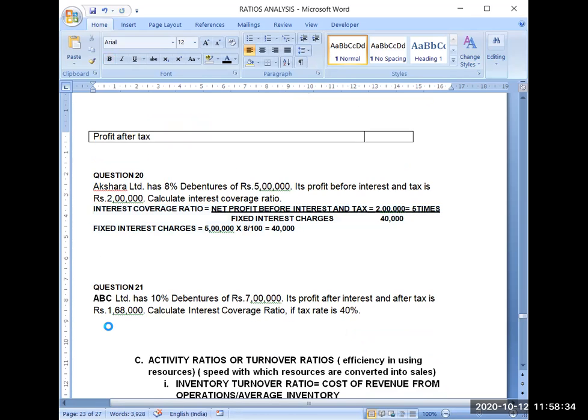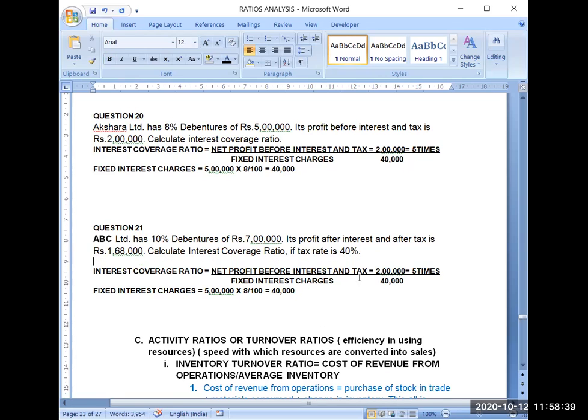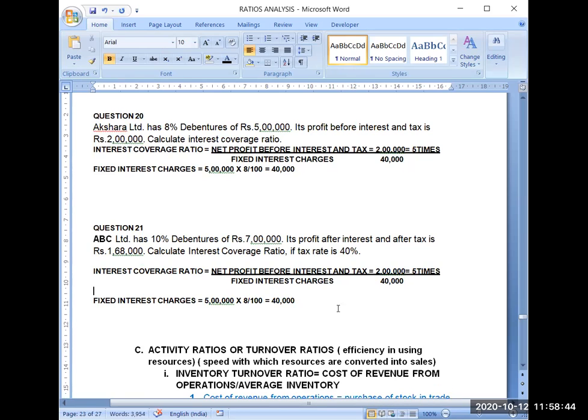I will write the formula here. Interest coverage ratio is equal to net profit before interest and tax upon fixed interest charges. Now fixed interest charges: 7 lakh is the amount of loan, multiplied by 10 upon 100, because the rate of interest this time is 10%. So your total interest will be 70,000. Total interest cost will be 70,000.